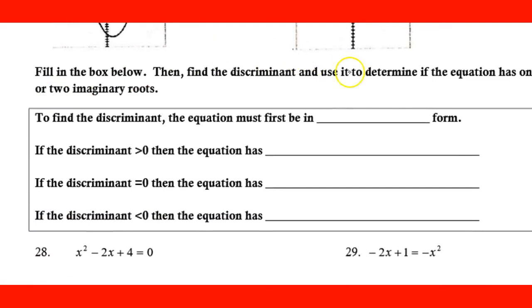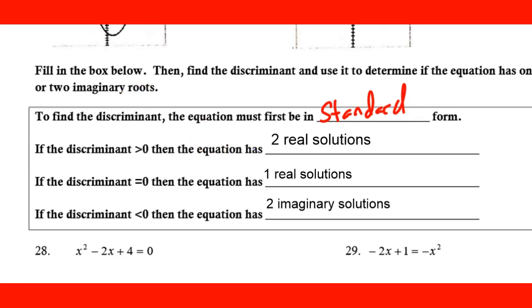Now, fill in the box: find the discriminant and determine if the equation has 2 real, 1 real, or 2 imaginary roots. To find the discriminant, the equation must be in standard form. If the discriminant is greater than 0, then the equation has 2 real solutions. If the discriminant equals 0, then the equation has 1 real solution. And if the discriminant is less than 0, then the equation has 2 imaginary solutions.